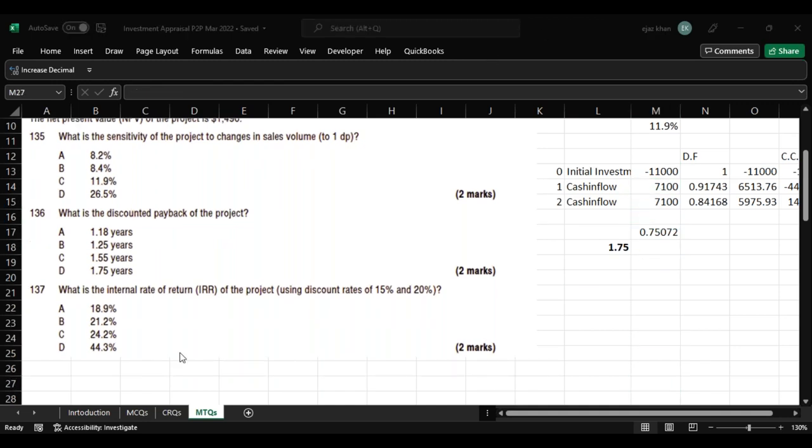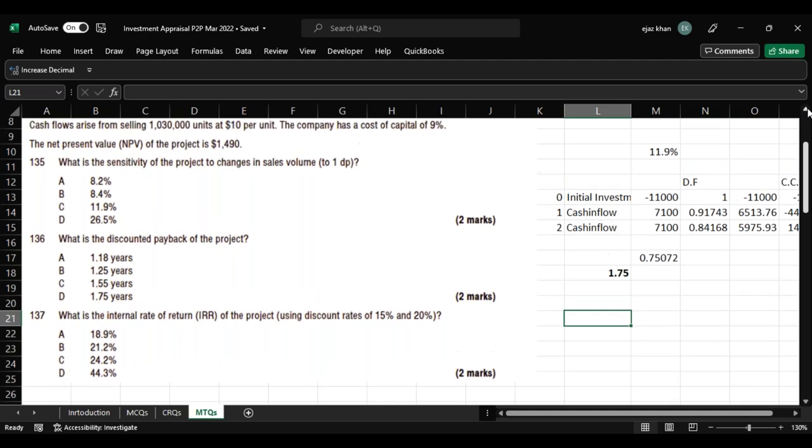Okay, then we have to calculate IRR, and they have given us a hint that we have to use 15% and 20%, right? So we have to calculate IRR, but first we have to use 15% as a discount rate to find out the NPV, and then we have to use 20% as a discount rate to find the NPV.